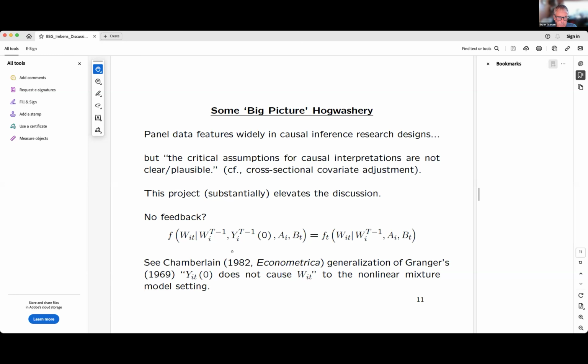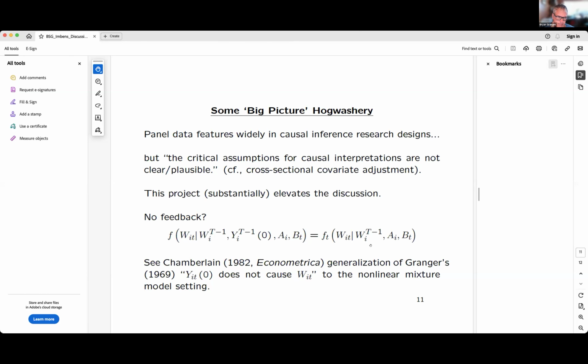It wasn't clear to me in the presentation, but I think it's true that you need some restriction like this: that there's no feedback. The probability of being assigned treatment in period T, given your past treatment assignment and your past outcomes under control, doesn't depend on those past outcomes under control. I think that's a requirement, and that assumption's implicit in, say, the differences-in-differences literature and other empirical literatures that meld panel data and causal inference. But I think it's a very strong assumption.